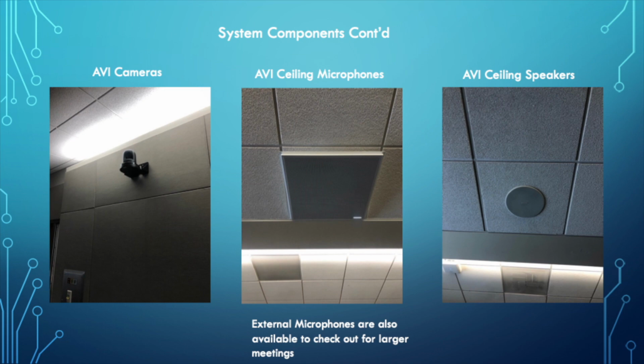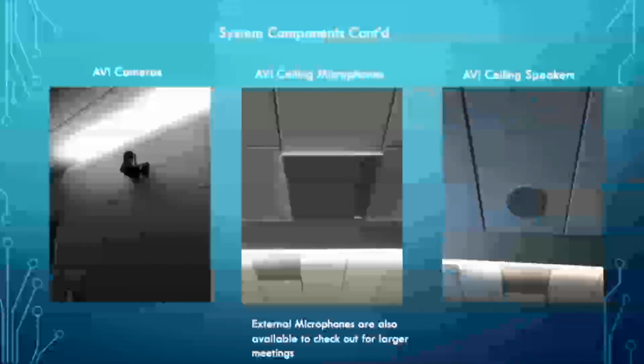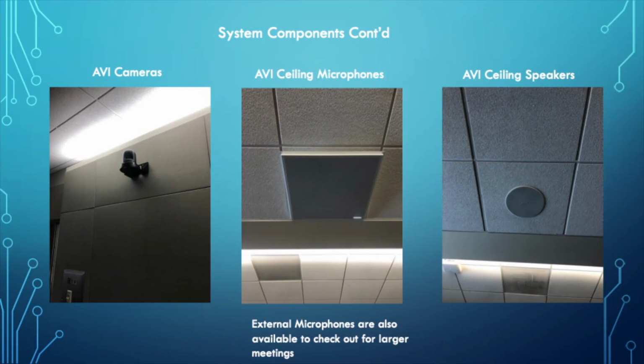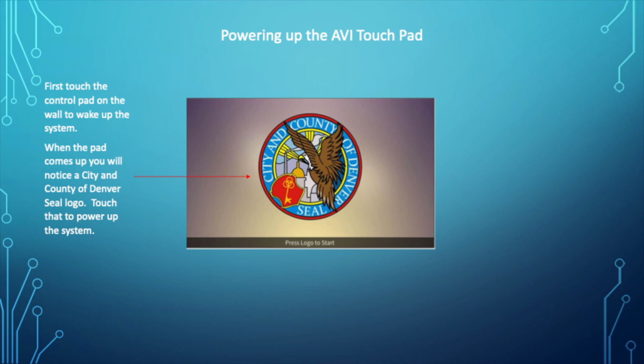Now, to power up the system, first you would touch the control pad on the wall to wake up the system, and note that there are no physical power buttons on this device. Everything is done by touch. When the touchpad comes up, you will notice a City and County of Denver seal logo in the middle of the screen. Touch that to power up the system.